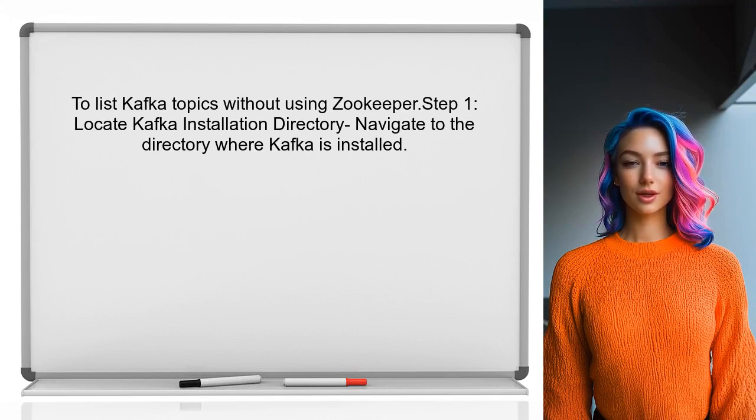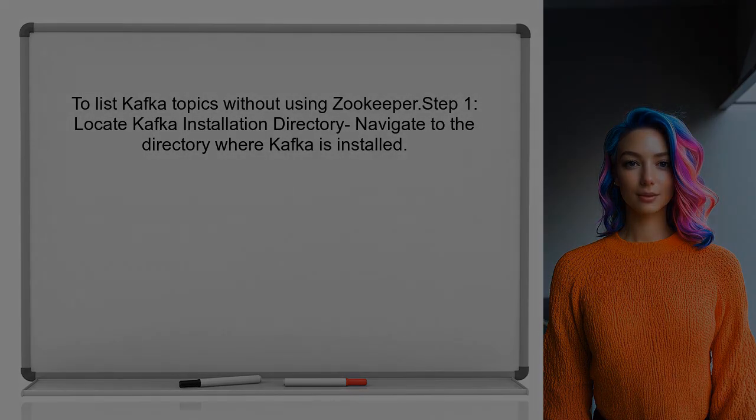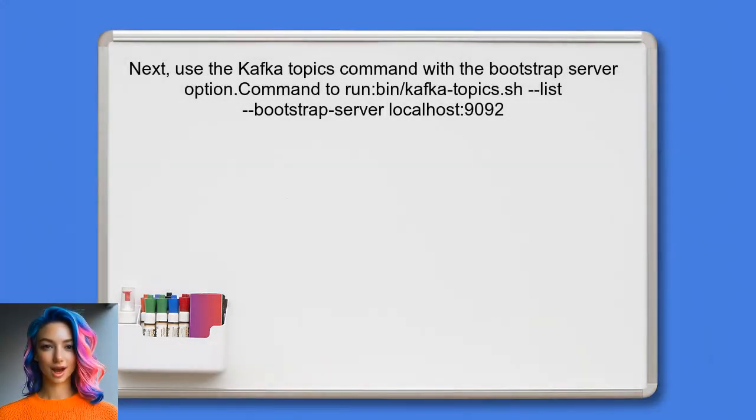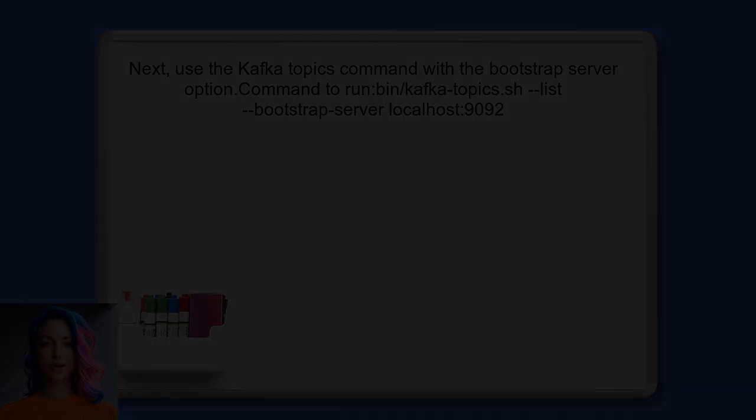To list Kafka topics without using Zookeeper, the user should utilize the Kafka command line tools directly. First, they need to locate the Kafka installation directory. Next, the user should use the Kafka topics command with the Bootstrap server option. This allows them to connect directly to the Kafka broker.